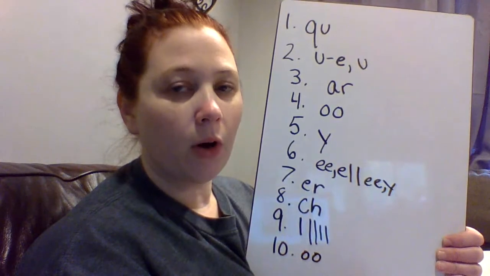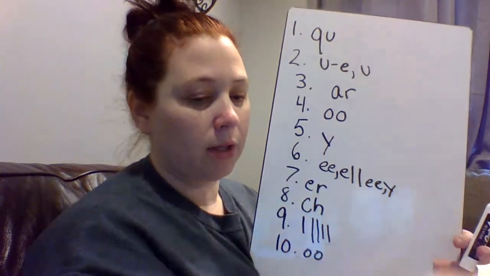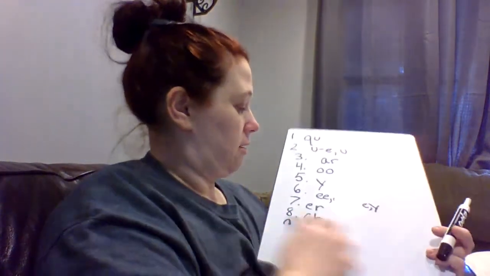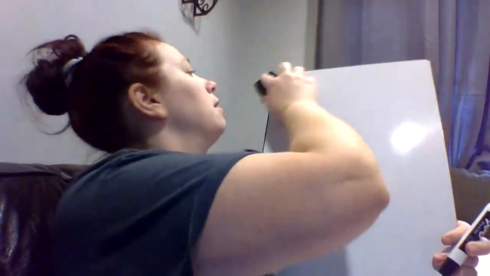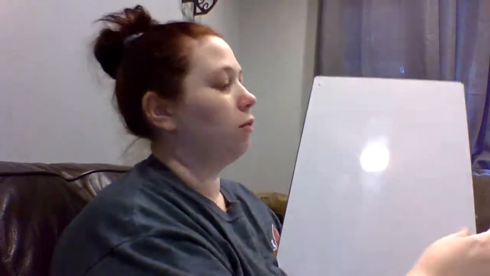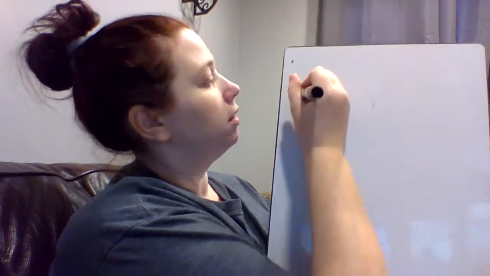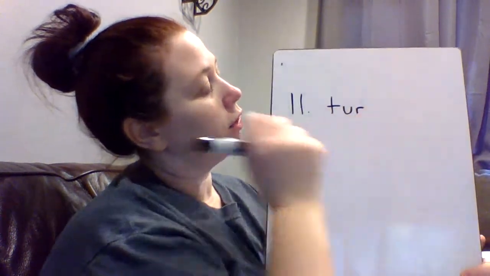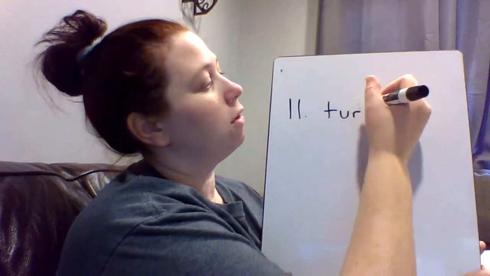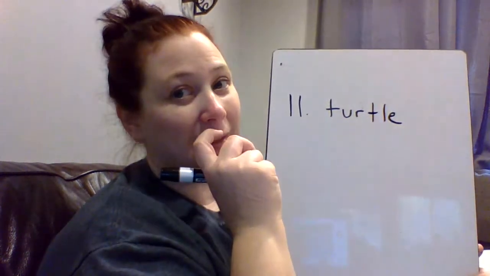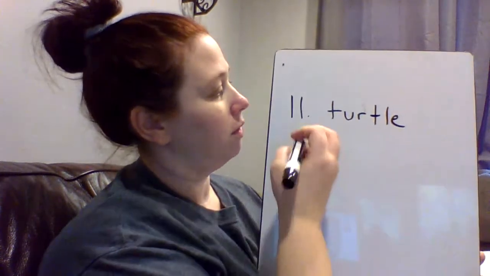All right, go ahead and pause if you need to. Make sure you have these written down before we move on to our words we're spelling. 11, we're going to spell turtle. T-er, our U-R combination, and then tull. Remember how we spell that tull? The final stable syllable sound, T-L-E, turtle.